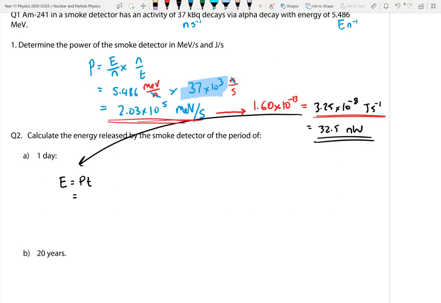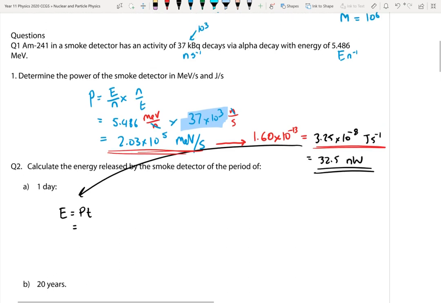First equation, P equals E on N times N on T. So the E on N is energy per event, multiplied by activity. So activity equals N on T. Again, there's no real equation. How many events have there been? We don't know. 37,000 every second, and every one of those provides 5.4 MeV. So you multiply them together, and you get the total energy in a second.